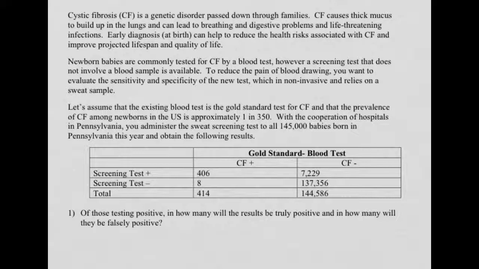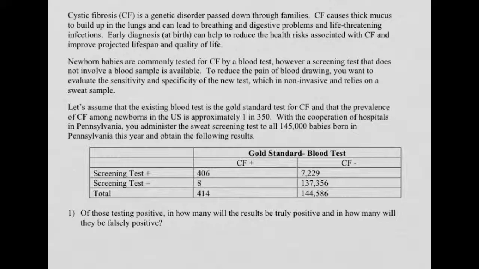However, a screening test that does not involve a blood sample is available. To reduce the pain of blood drawing, you want to evaluate the sensitivity and specificity of the new test, which is non-invasive and relies on a sweat sample. Let's assume that the existing blood test is the gold standard for CF and that the prevalence of CF among newborns in the U.S. is approximately 1 in 350. With the cooperation of hospitals in Pennsylvania, you would administer the sweat screening test to all 145,000 babies born in Pennsylvania this year and obtain the following results.